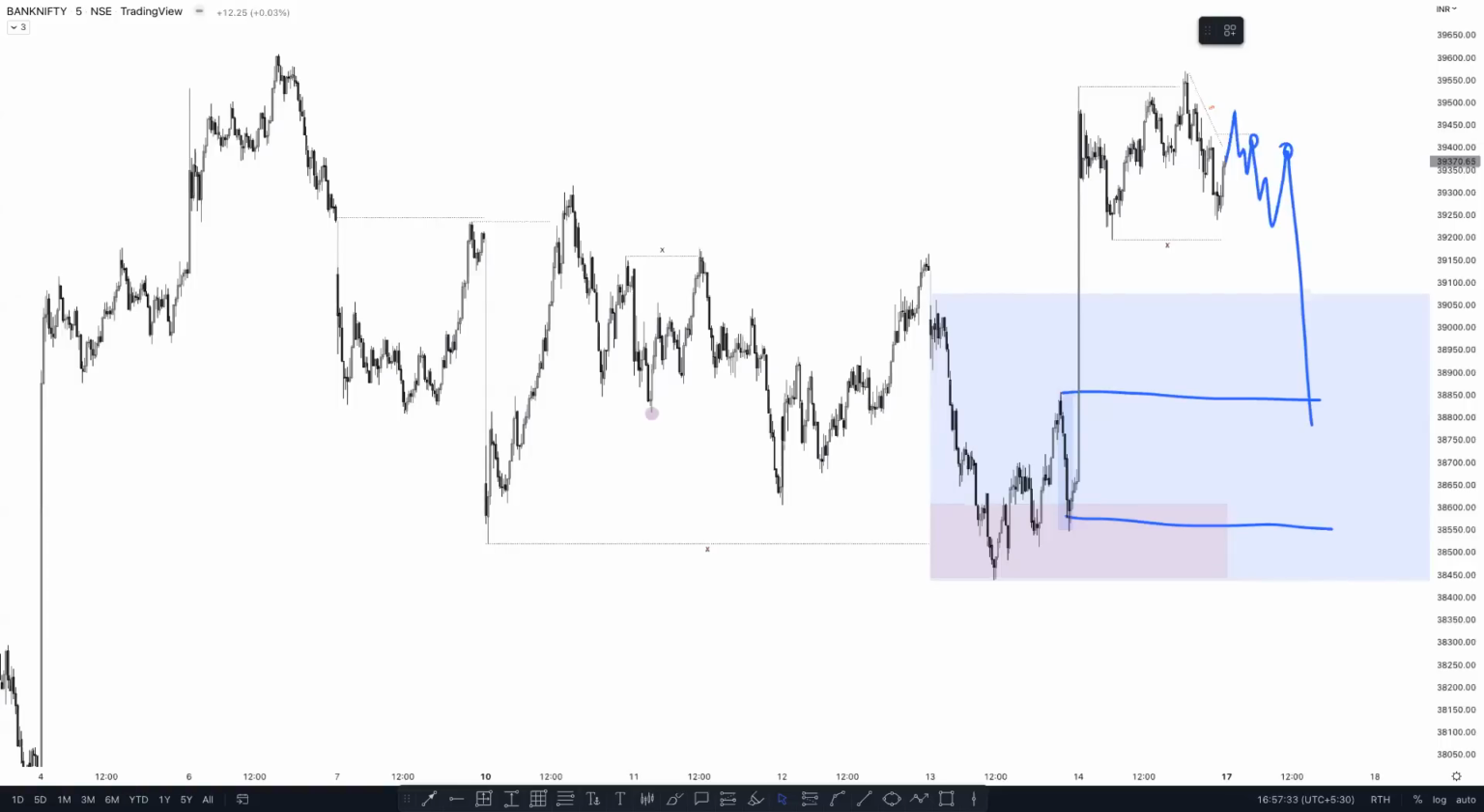Flip zone. Flip zones means when demand converts into supply. That's called a flip. Simple.